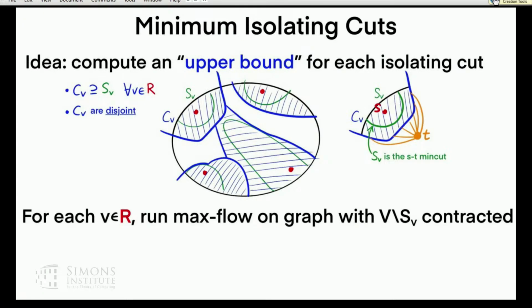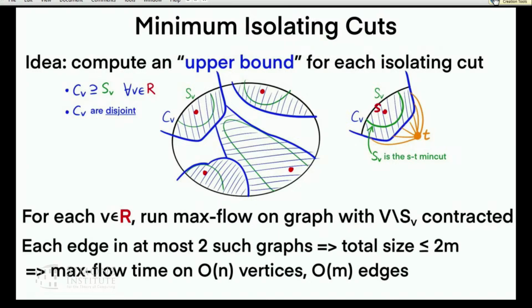And to see why this suffices, for each C_v, let's imagine contracting everything outside C_v to a single vertex t, and then just running the s-t min cut between the terminal and t. And because C_v is an upper bound, this will still recover the correct s-t min cut.